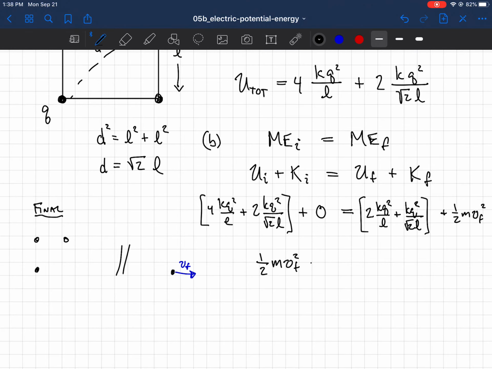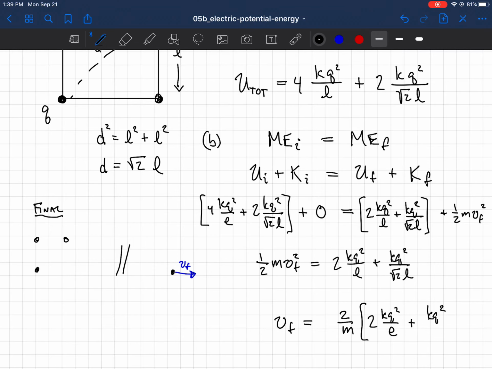And if I do some algebra, I get 1/2 m v final squared, and then I'm going to get 4 minus 2, so that's 2kq squared over L, and 2 minus 1, kq squared over square root of 2 L. And then you can just solve. So v final is going to be equal to 2 over m times that whole thing, 2kq squared over L plus kq squared over square root of 2 L, and all square rooted. I think that's the answer.